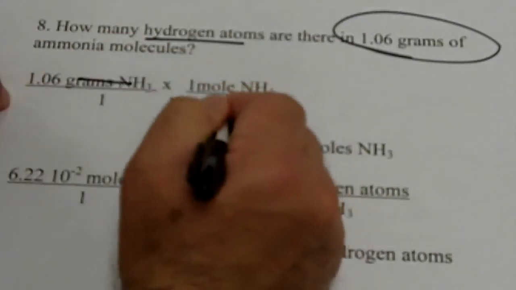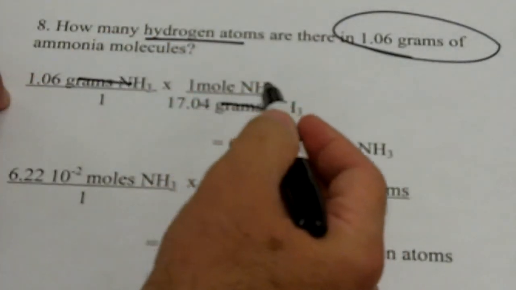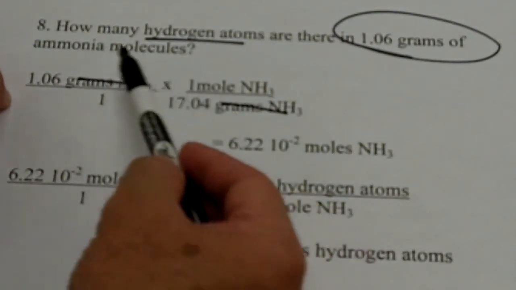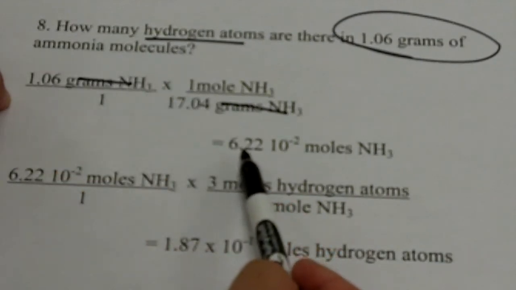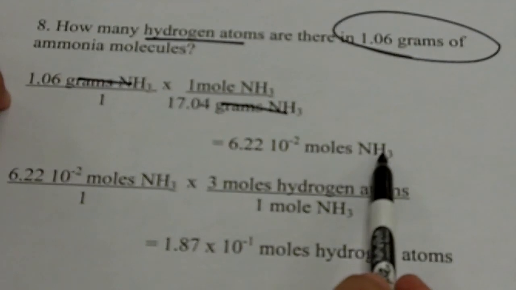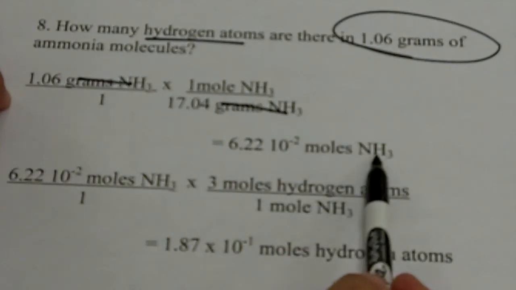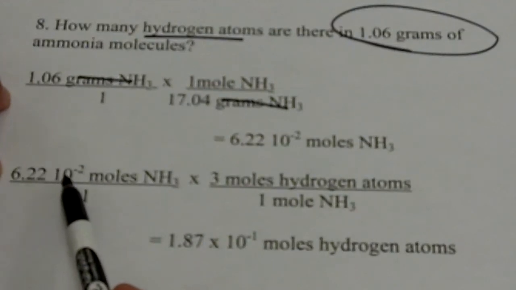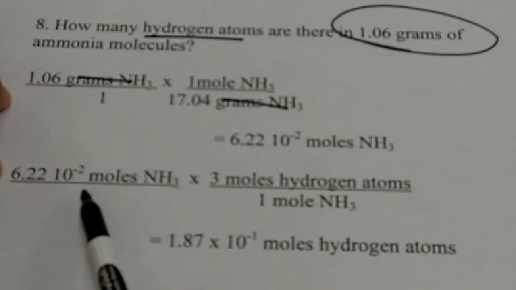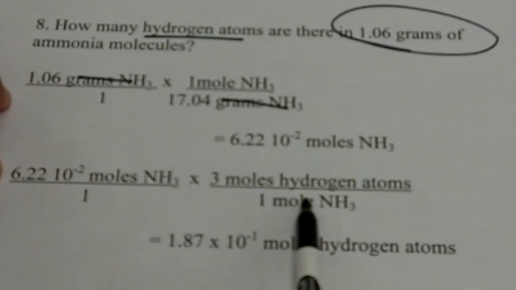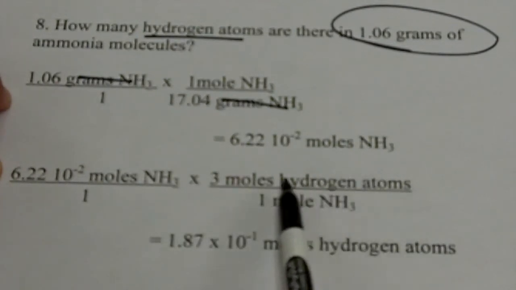I'm going to cancel this with this. I know that moles of ammonia is not what I want, but I'm just going to get an intermediate answer right now. When I take this number and divide by this, I get 6.22 times 10 to the minus 2 moles of ammonia. I'm going to take that number, 6.22 times 10 to the minus 2 moles of ammonia, over 1, times whatever unit is here is going to go there, and whatever unit I want is going to go here.